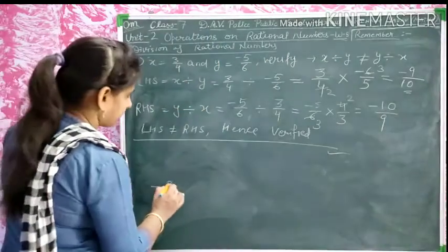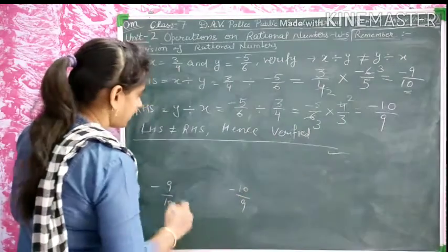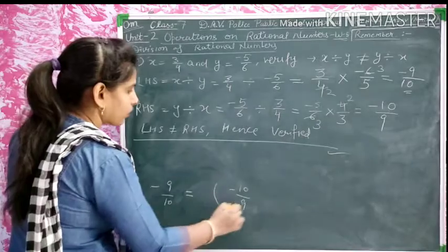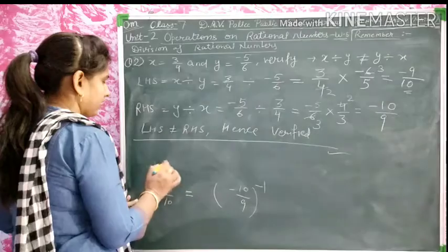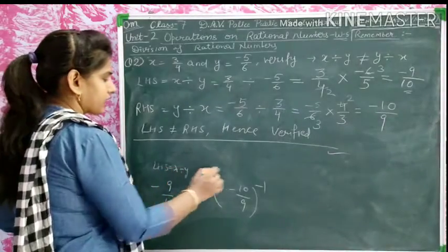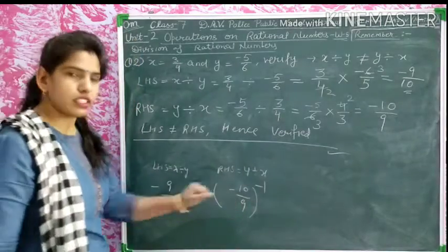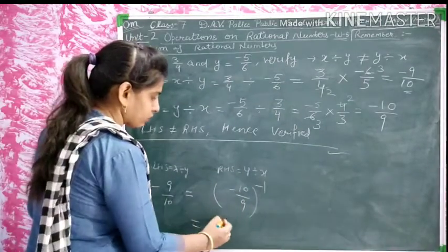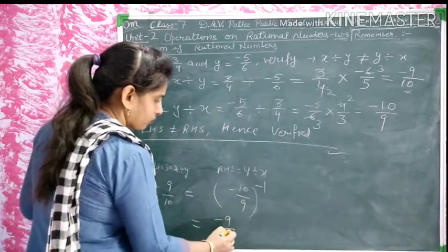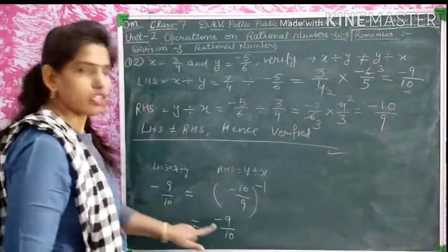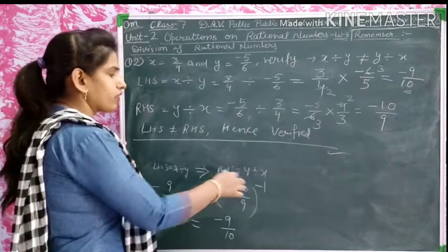Now minus 9 by 10 and minus 10 by 9. This is equal to the reciprocal of this number. This is the LHS here, x divided by y, and this is the RHS here, y divided by x. This is the reciprocal of this number. It means this is equal to the reciprocal of this. Minus sign is there, 9 is above and 10 is below, so minus 9 by 10, and it is the same here. It means this is equal to the reciprocal of this number.